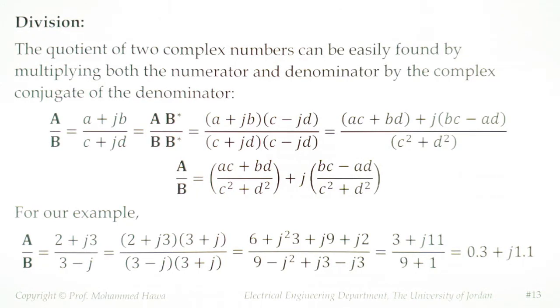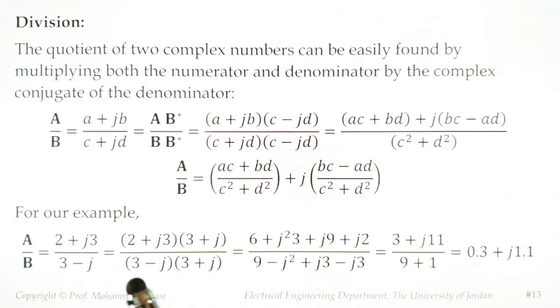Let's do a numerical example. I want to divide the complex number 2 plus j3 by the complex number 3 minus j. How do I do that? Take the complex conjugate of the denominator, 3 plus j, multiply it here and multiply it here. When you multiply 3 minus j by 3 plus j, you're gonna get 3 multiplied by 3, that's 9, minus j multiplied by plus j, that's minus j square, which is actually 1. So you're gonna get 9 plus 1, that's a real number.